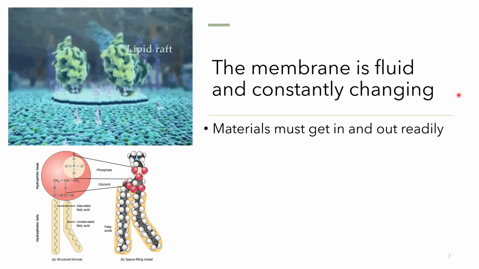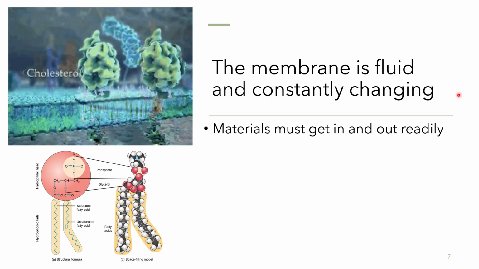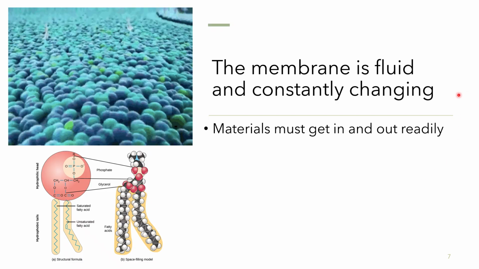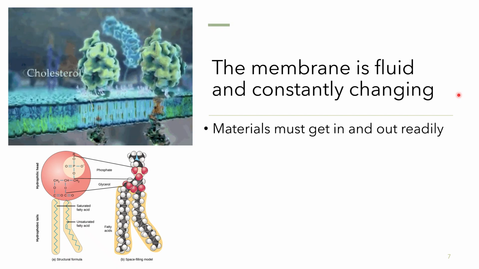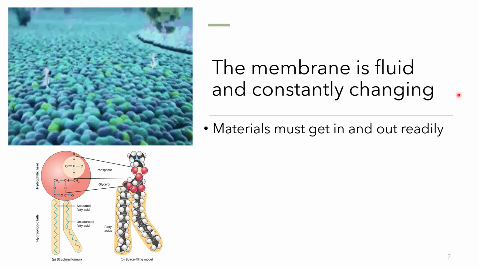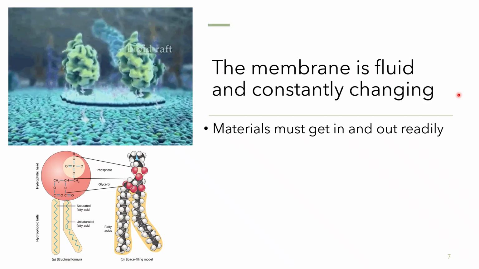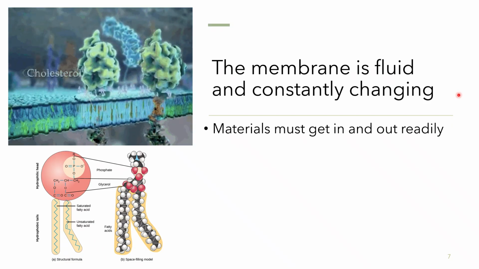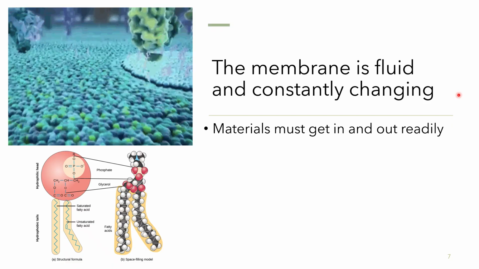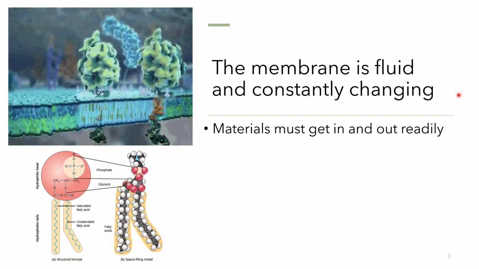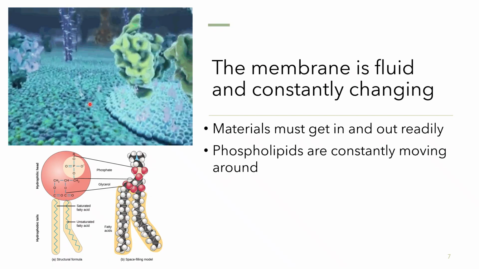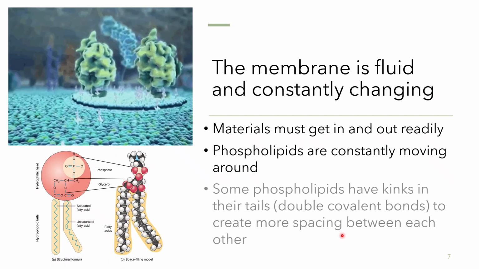So I also mentioned that the membrane is fluid and constantly changing. If the whole goal of the membrane is to control what goes in and out, then things have to be able to get in and to get out. If the membrane was not fluid and it was very static and very inflexible, how would we be able to get things in and out? So the phospholipids are constantly moving around each other.